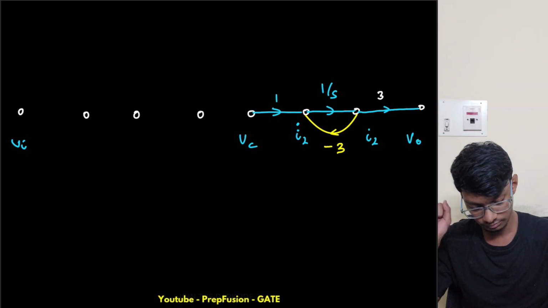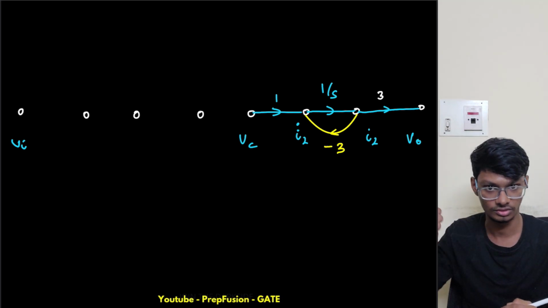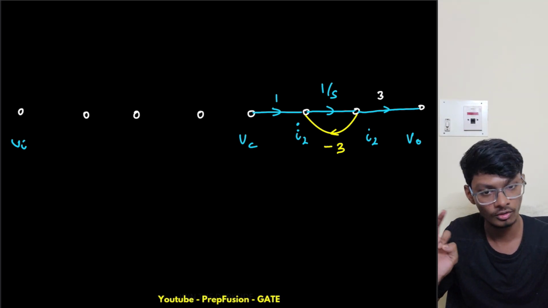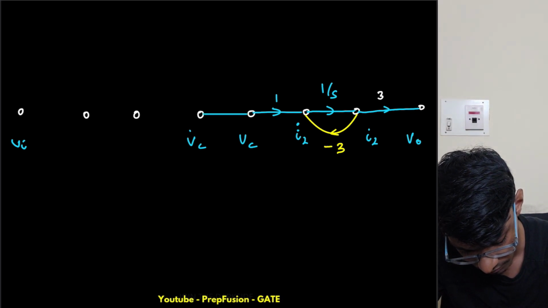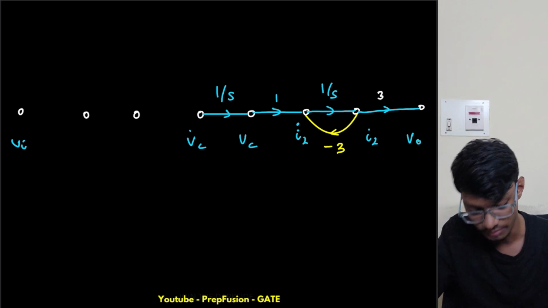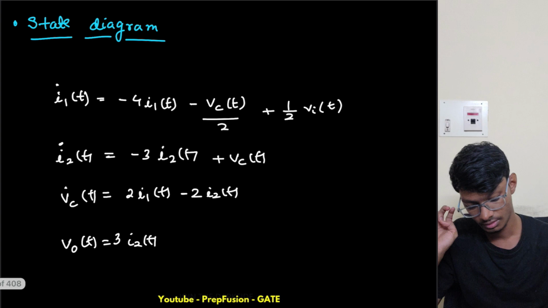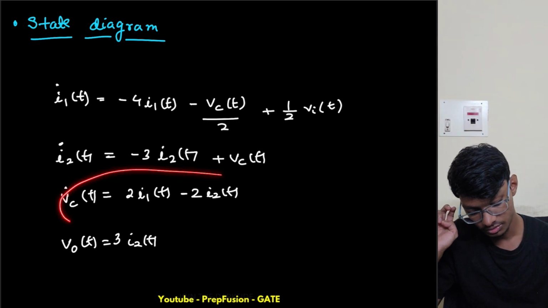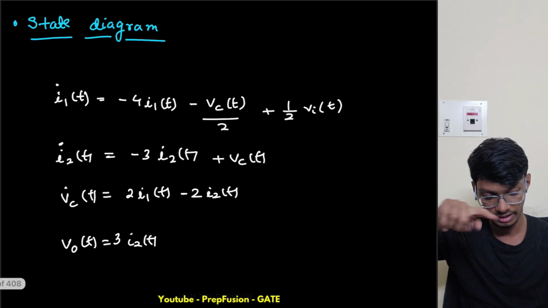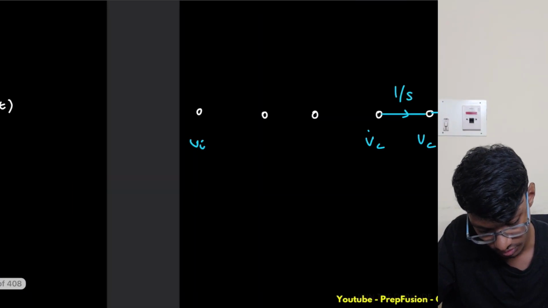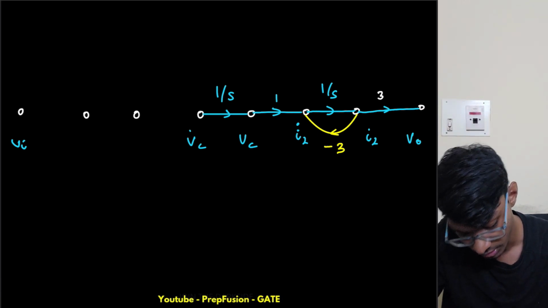Now, just before Vc, I will again put 1 by s. Vc dot will always be constant, no worries. So this is 1 by s only. Now what is Vc dot equal to? Vc dot equals 2 i1 minus 2 i2. So we have to bring back 2 i1 also. I can bring it from the top, 2 i1. Then I have only i1 left.